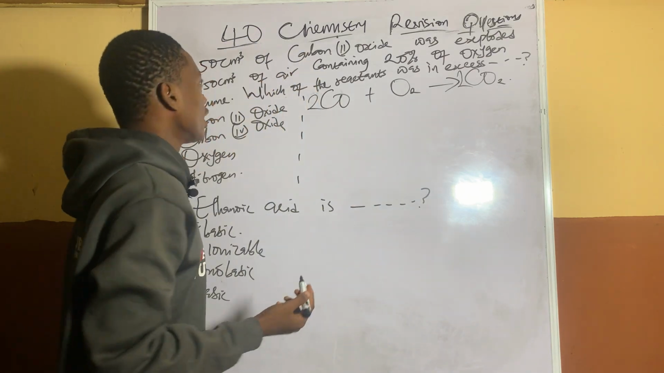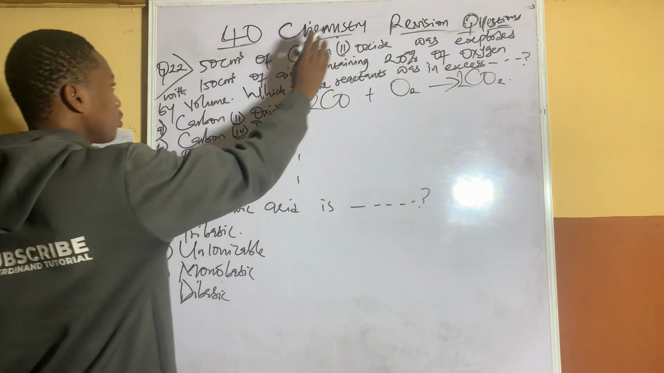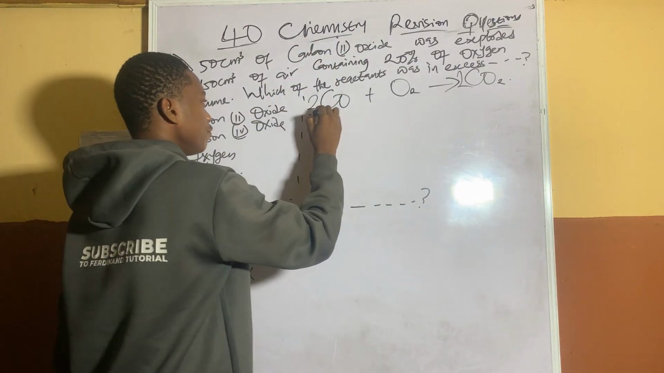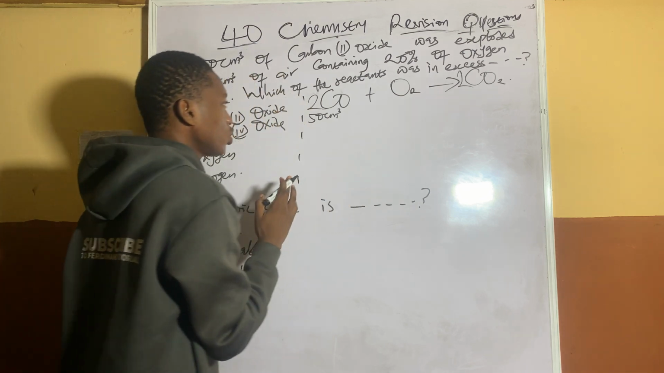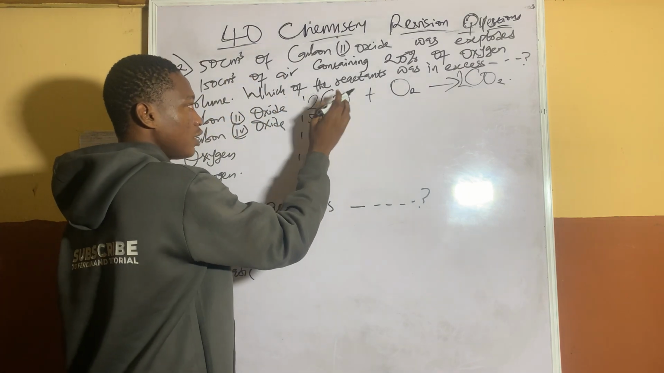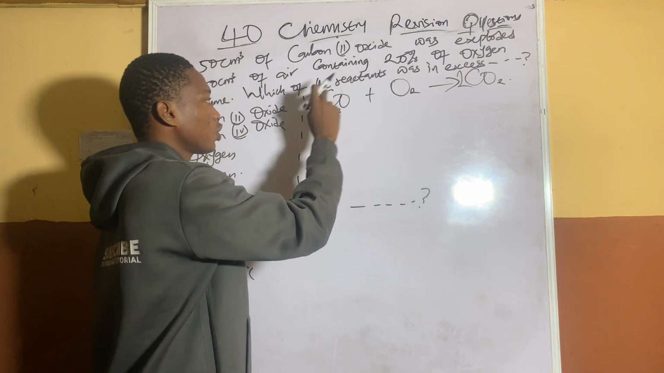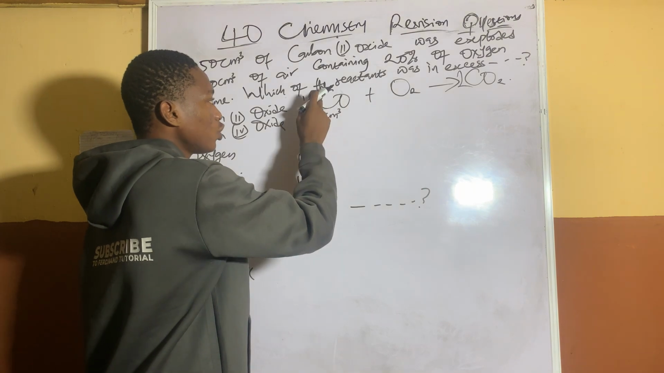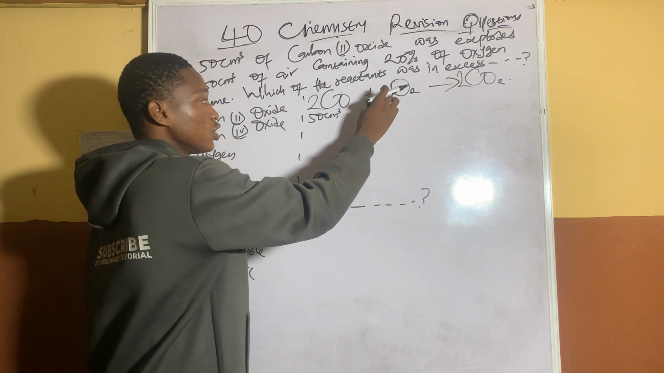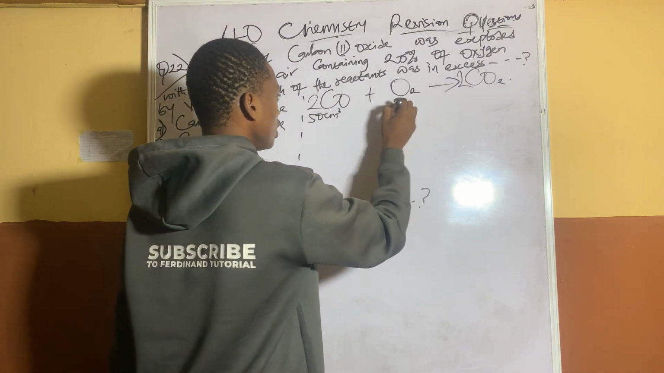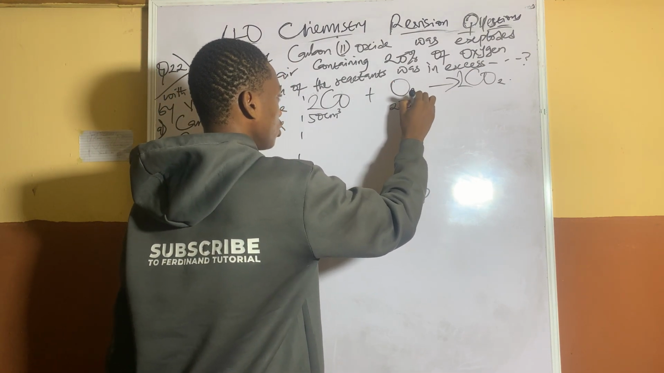Good, it is balanced. Now before the explosion, we say 50 cm cube of carbon 2 oxide. So if 50 cm cube was available here, how many cm cube will be here? Because here is 2 moles, here will be 1 mole. So if here is 10, here will be half of 10, which is 5. So here, because it's 1, here will be 25 cm cube.